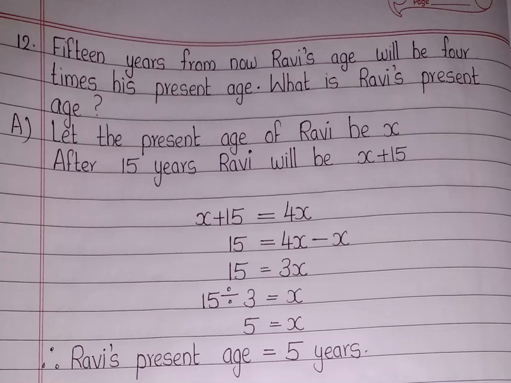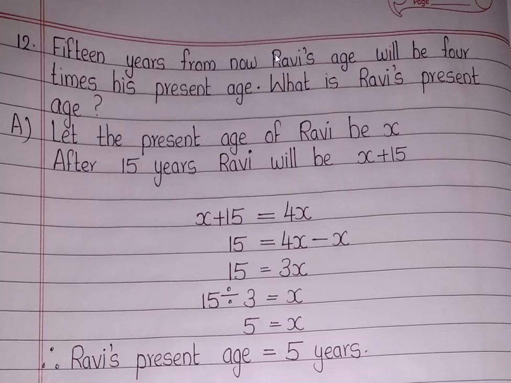Next question. 15 years from now. That is an important word. 15 years from now means after 15 years. Ravi's age will be 4 times his present age. So we'll take Ravi's present age as x. After 15 years, what will happen to his age? It will increase by 15. So if Ravi is x years now, after 15 years, what will be his age? x plus 15.